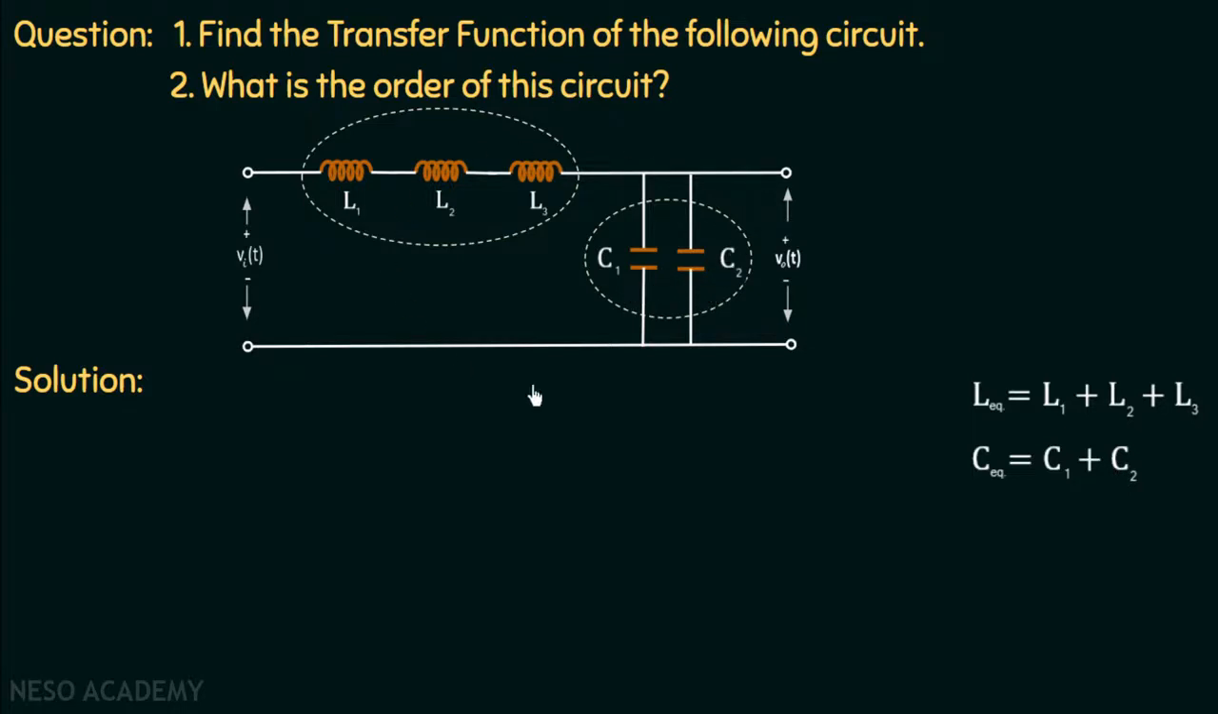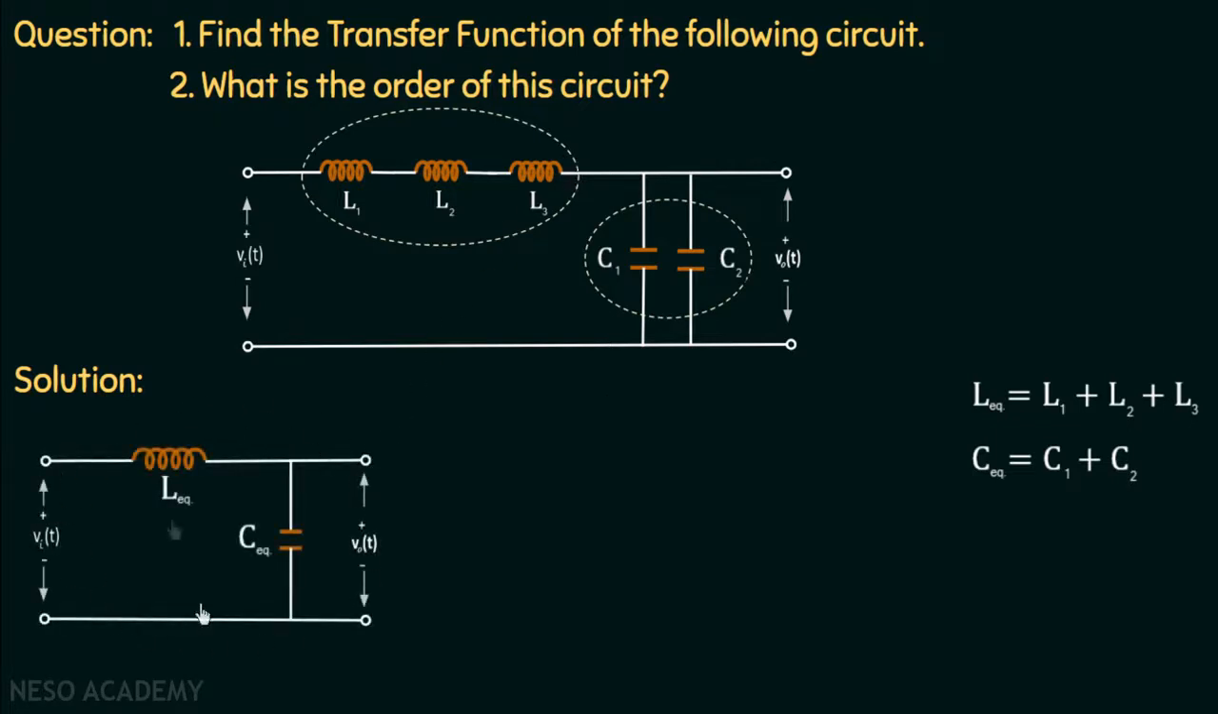So if we convert this circuit to its equivalent circuit, then we will get this circuit in which L equivalent is equal to L1 plus L2 plus L3 and C equivalent is equal to C1 plus C2. So now, what is the order of this circuit? It is equal to 2 because only 2 effective energy storing elements are present in this circuit.